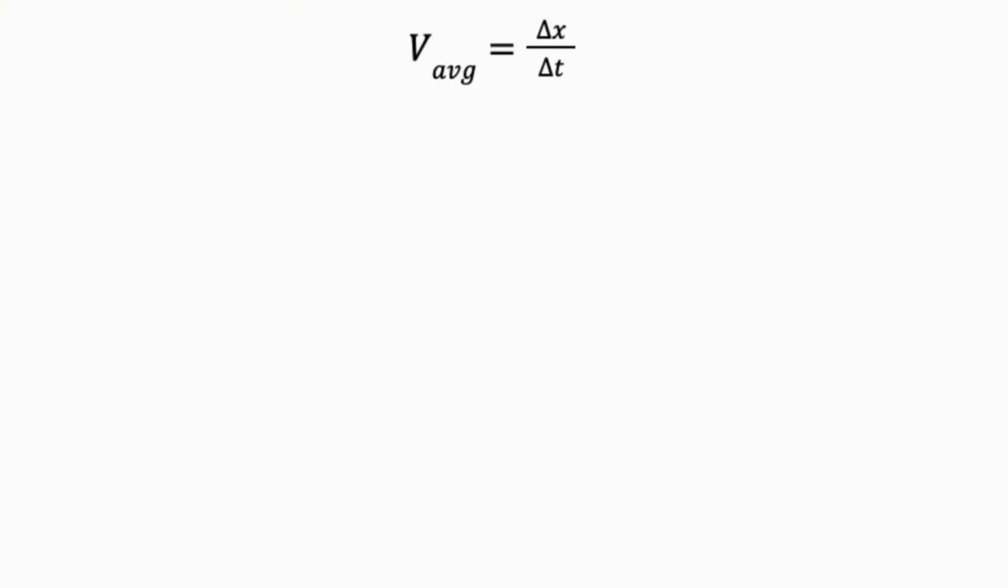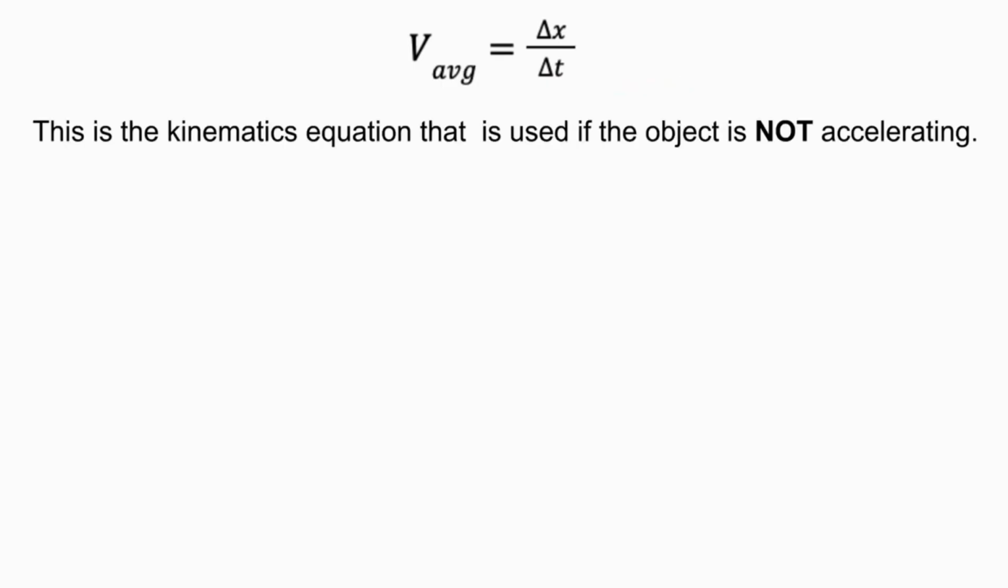Let's start with the first of them. Average velocity is equal to delta x over t. Please listen to what I'm going to say because this is so important. This is the one equation that you have to use if the object is not accelerating, and you cannot use it if the object is accelerating.